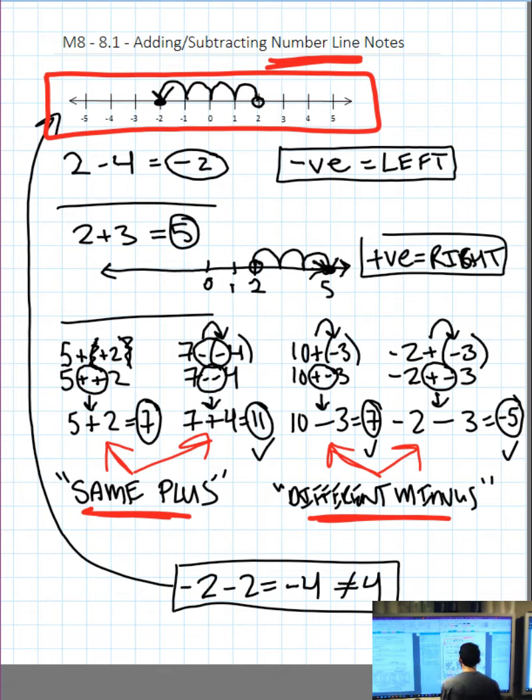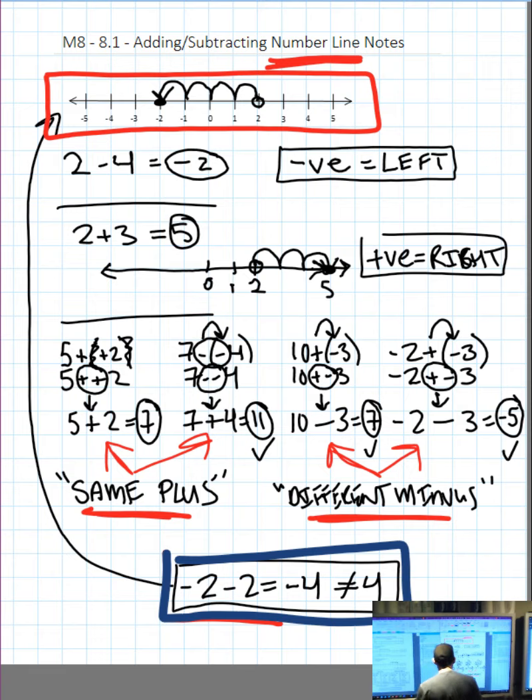And again, at the bottom of the page in big blue, negative 2 minus 2 is negative 4, not 4. Don't get confused with the rules. Because when we get to multiplying and dividing, we're using the rules same plus and different minus.